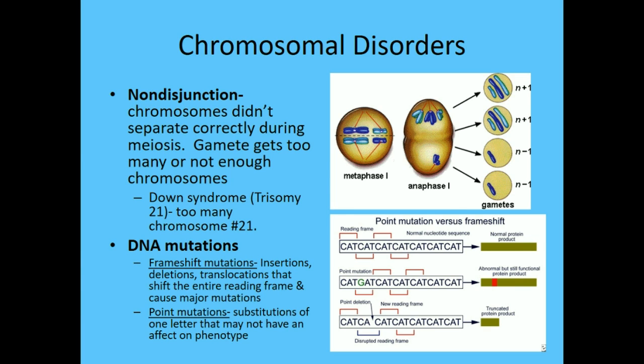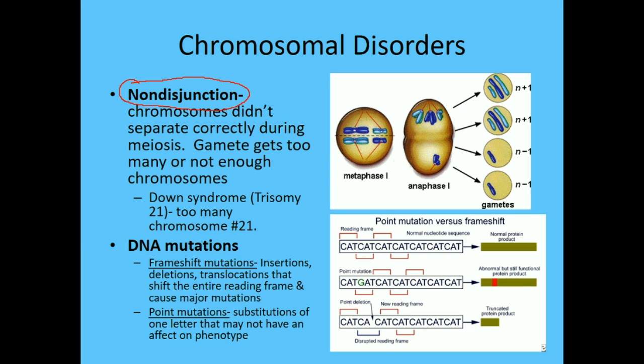And then finally we're going to wrap up with some disorders that can come from either mutations or from improper meiosis. The first one is non-disjunction. Non-disjunction is the general term for when something doesn't have the correct number of chromosomes. It can be too many or too few. An example is Down syndrome, where you have too many at the 21st chromosome.